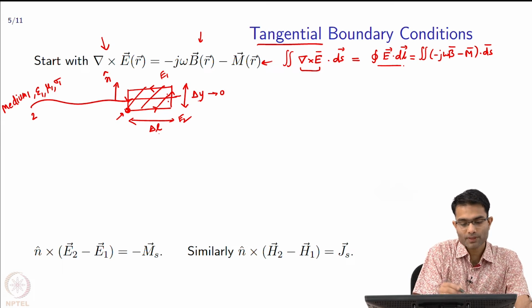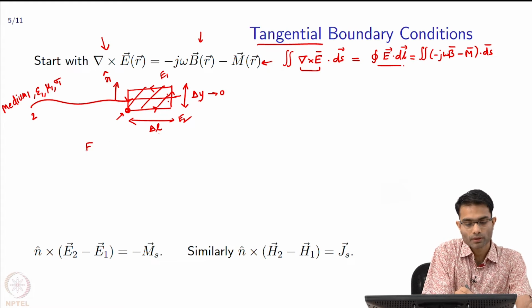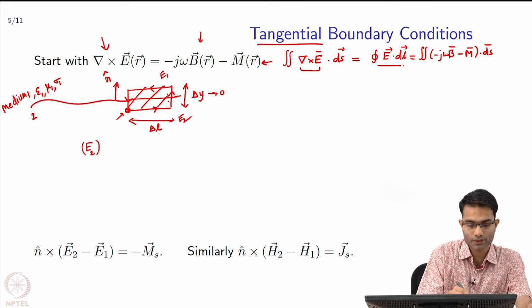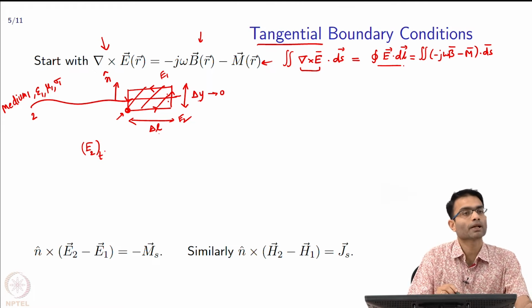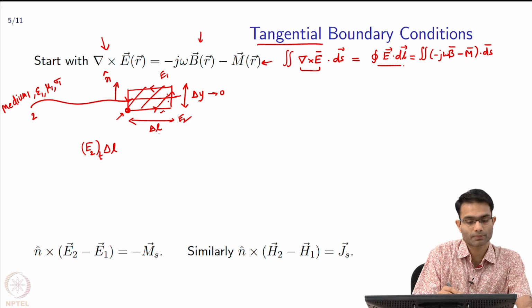Alright, so when I start from this point over here, E dot dl is going to give me what? I will get E2, but not just E2, I will get the tangential part of E2. So E2 tangential multiplied by delta L. Then I finished this part, then I move to the next segment. What do I get?